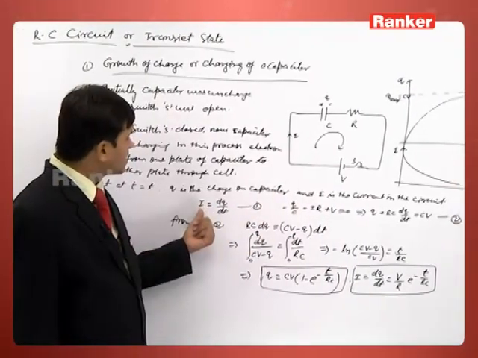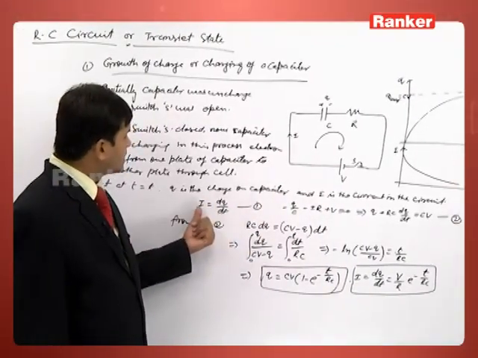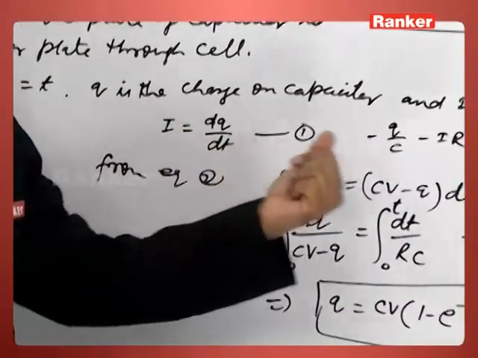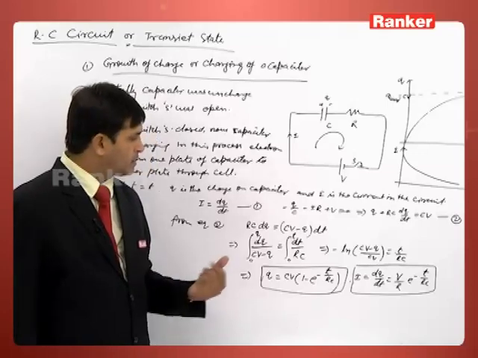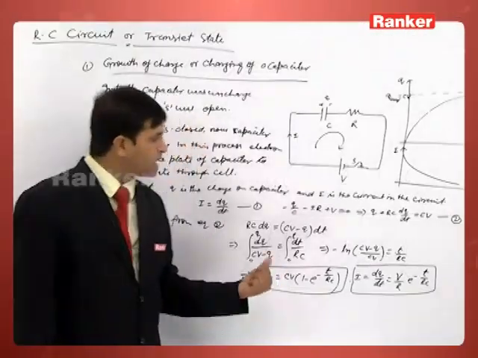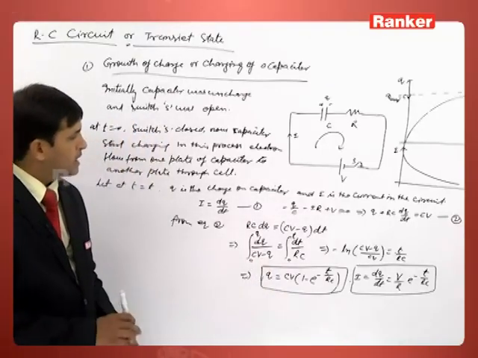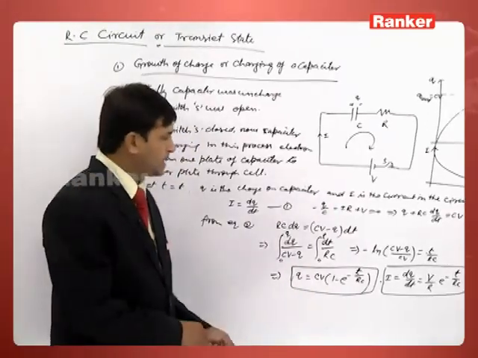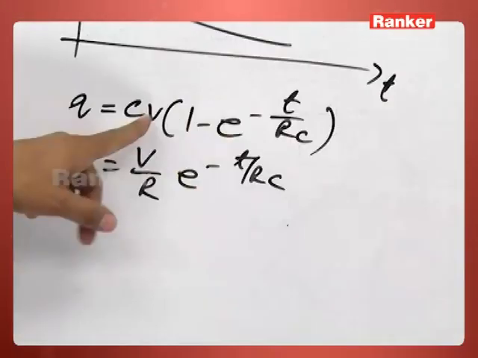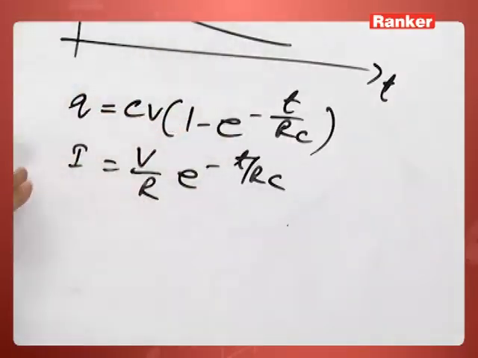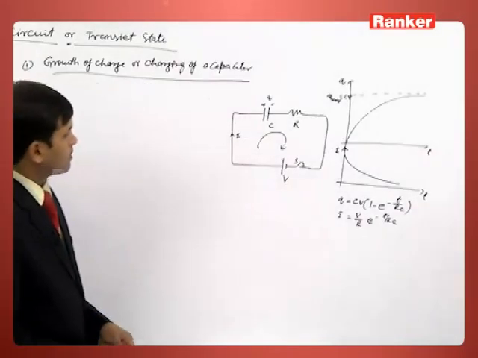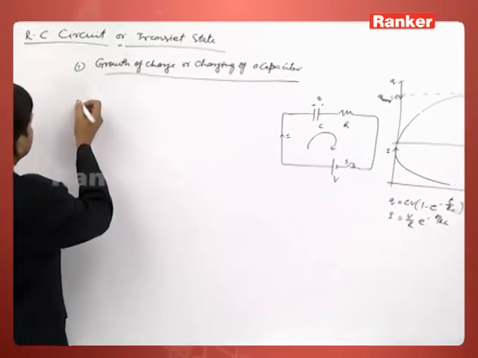How to make the equation? First, by using the definition of current: current is the rate of flow of charge. Second, by using Kirchhoff's law. So this is the solution of these two equations. And now from here we can get many other conclusions. See, now from this equation, q is equal to CV(1 minus e to the power minus t by RC), and i is equal to V by R e to the power minus t by RC. What conclusions can we draw?